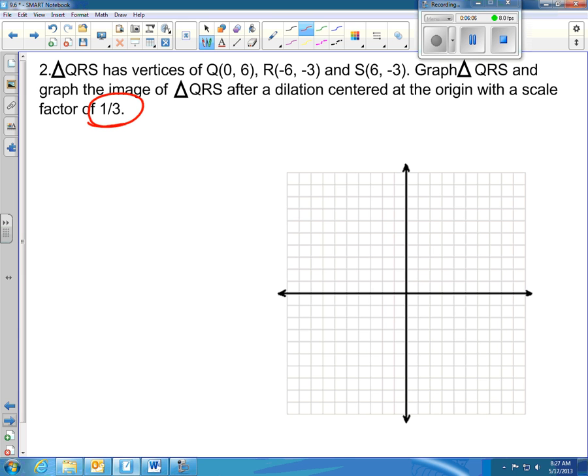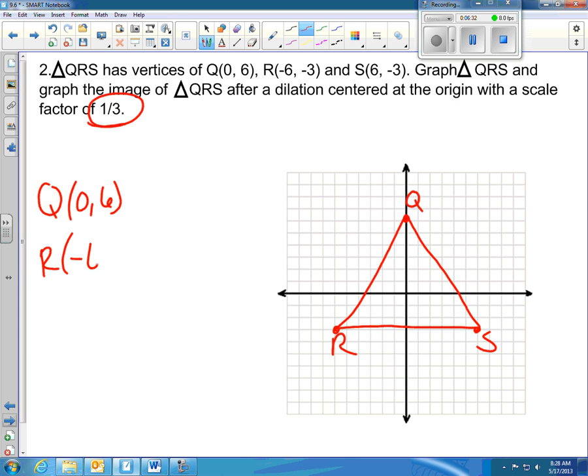So Q is 0 and up 6: 1, 2, 3, 4, 5, 6. R is -6, -3: 1, 2, 3, 4, 5, 6, and down 1, 2, 3. And S is 6, -3: 1, 2, 3, 4, 5, 6, down 3. So if we connect, we see we have our triangle here. So our original points were Q (0, 6), R (-6, -3), and S (6, -3).